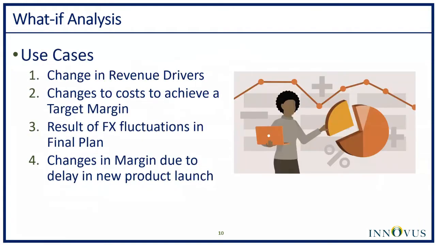In terms of the demonstration today, we're going to have Krishna go through 4 specific use cases. First, she's going to talk about a change in revenue drivers. She will then move on to changes to cost to achieve a target margin. She will talk about a result of the currency conversion fluctuations in the final plan, and then changes in margin due to a delay in a new product launch.